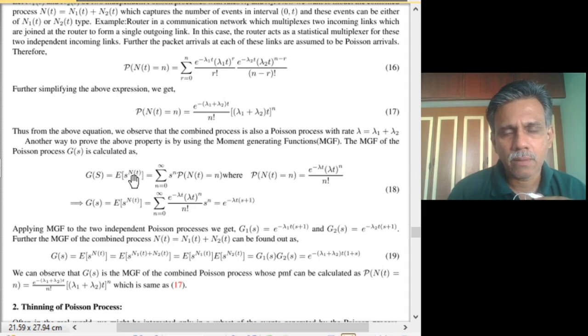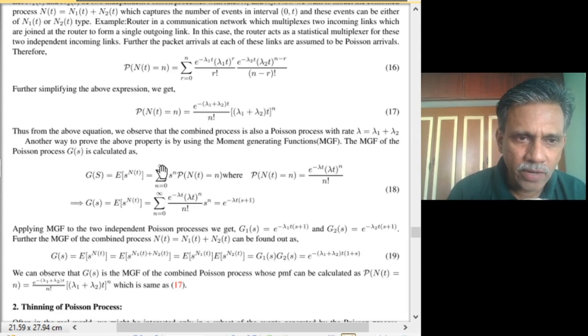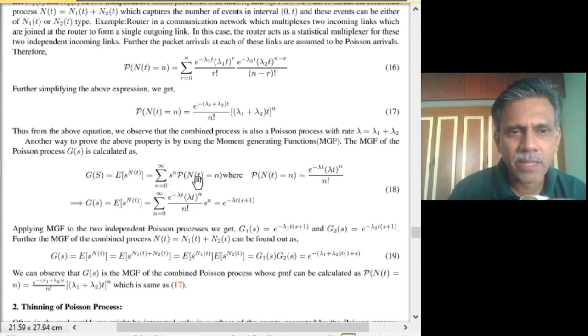N of t, its value can range from 0 to infinity. So what do we mean by taking expectation? That is, each of these factors for n equal to 0, 1, 2, 3, s power 0, s power 1 and so on, we have to multiply by the corresponding PMF evaluated at that value and then add them together. That is what expectation is. That is the sum over n equal to 0 to infinity of s power n into the probability that N of t equal to n. And we know that this probability is simply the Poisson PMF, e power of minus lambda t into lambda t power n by n factorial.